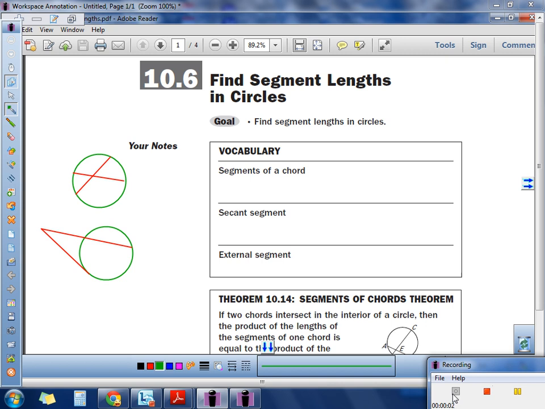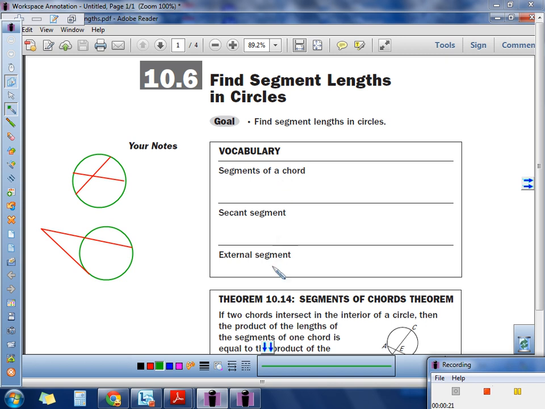Today's lesson deals with finding segment lengths in circles. In the past, we've been dealing a lot with angles in circles. Now we're dealing with segments and their lengths. So don't try to focus on that angle is half the arc formula anymore. These are different formulas we're going to be using today.